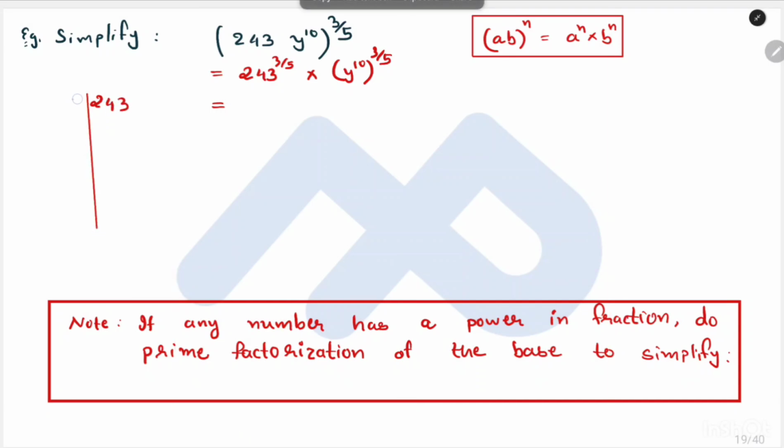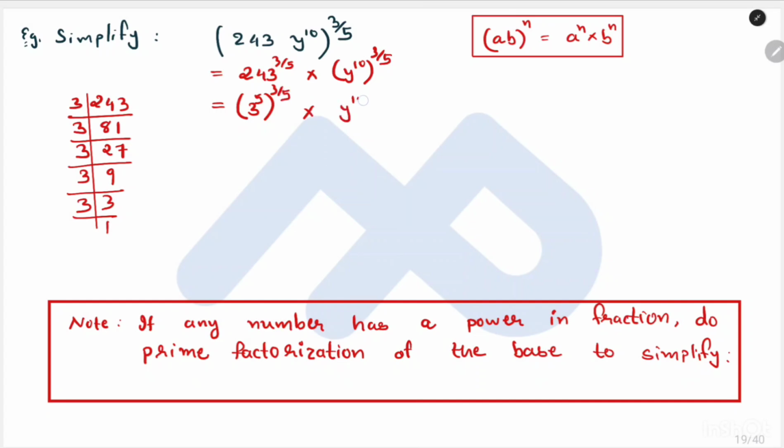243 is divisible by 3, so if you divide it by 3, you'll get 81. 81 divided by 3, 27. 27 divided by 3, 9. 9 divided by 3, 3. And 3 divided by 3, 1. So it's basically 3 to the power 5. So let's replace this 243 as 3 to the power 5, to the power 3 by 5, and y to the power 10, to the power 3 by 5.